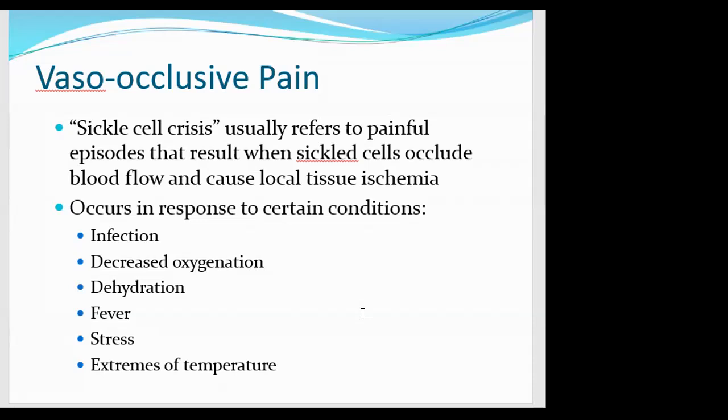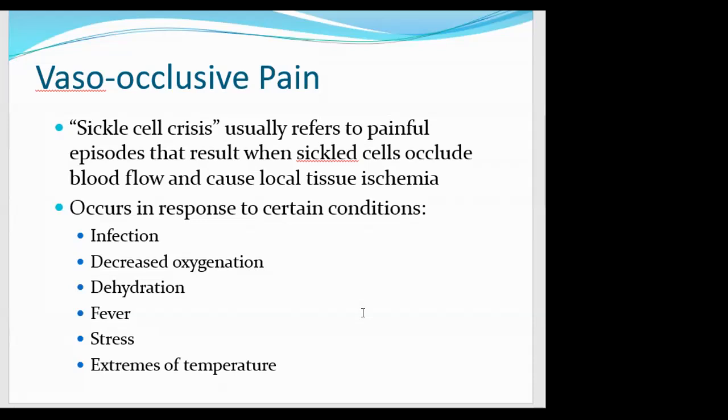Infection. So infection causes cells to sickle. A decrease in oxygenation causes red blood cells to sickle. Dehydration causes red blood cells to sickle. And so does fever, stress, and extreme temperatures.